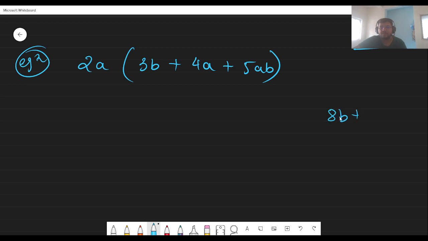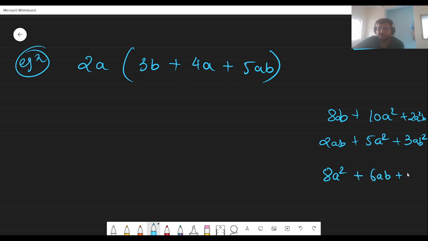Let's say the options are 8ab plus 10a square plus 2a square b; 2ab plus 5a square plus 3ab square; the third option will be 8a square plus 6ab plus 10 multiplied by a square b; and the last option will be 2a square plus 3ab plus 5a square b. So you have these four options and you have to select one of them.